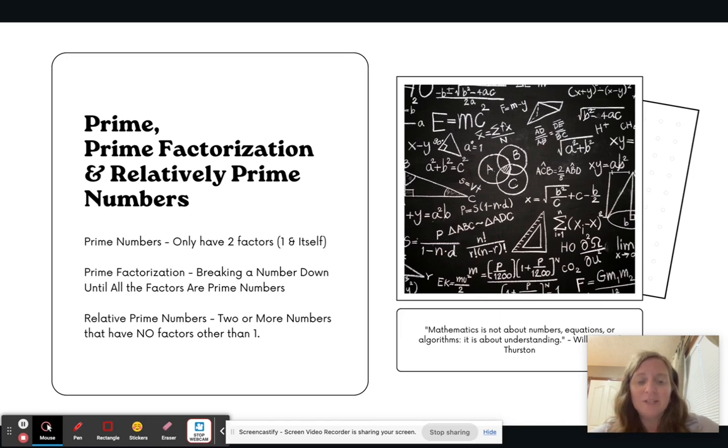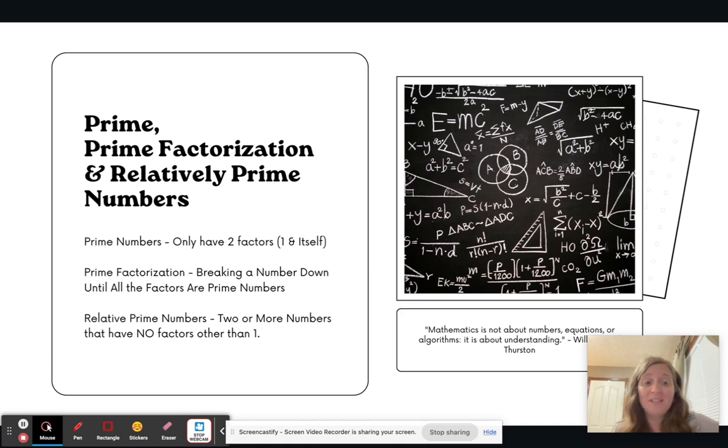Now, prime factorization, this is what we're going to focus our IXL on today. That is breaking a number down until all the factors are prime numbers. Okay, so we're taking any bigger number, and we're breaking it down. And on IXL, you're going to see some exponents here, so we'll get some extra practice there.